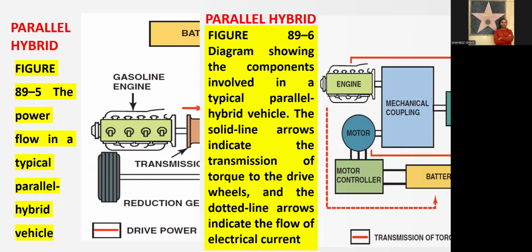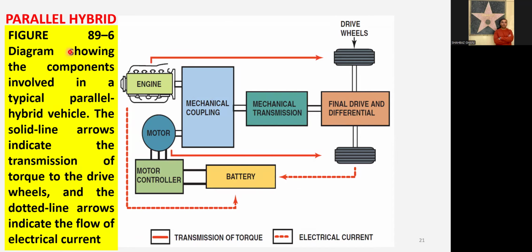Let's see a detailed diagram. It's a diagram showing the components involved in a typical parallel hybrid vehicle. The solid line arrows indicate the transmission of torque to the drive wheels, and the dotted line arrows indicate the flow of electric current. So this is your engine, and we have a mechanical coupling. From the mechanical coupling, we have the mechanical transmission, then the final drive and the differential, and from the differential it goes to the drive wheel. The power is going to the wheels from the engine in this direction.